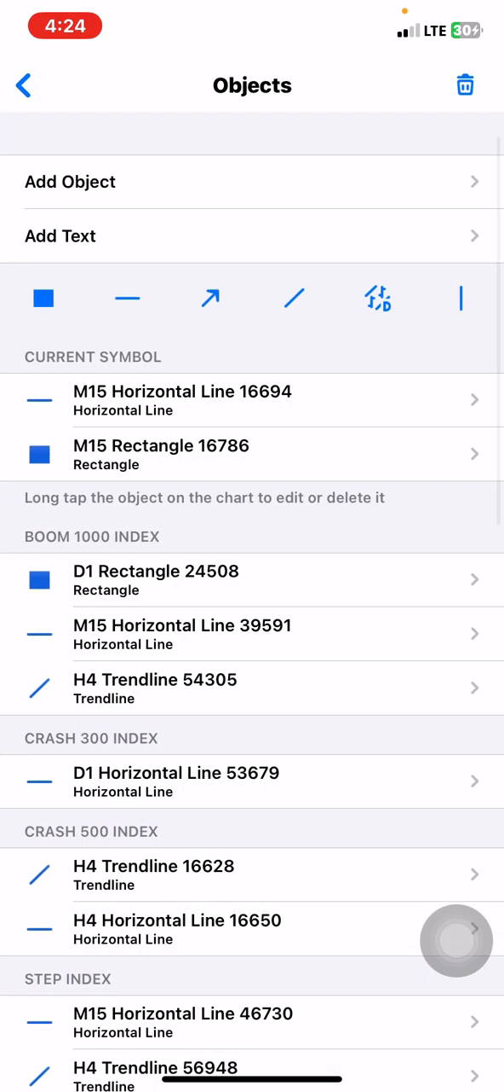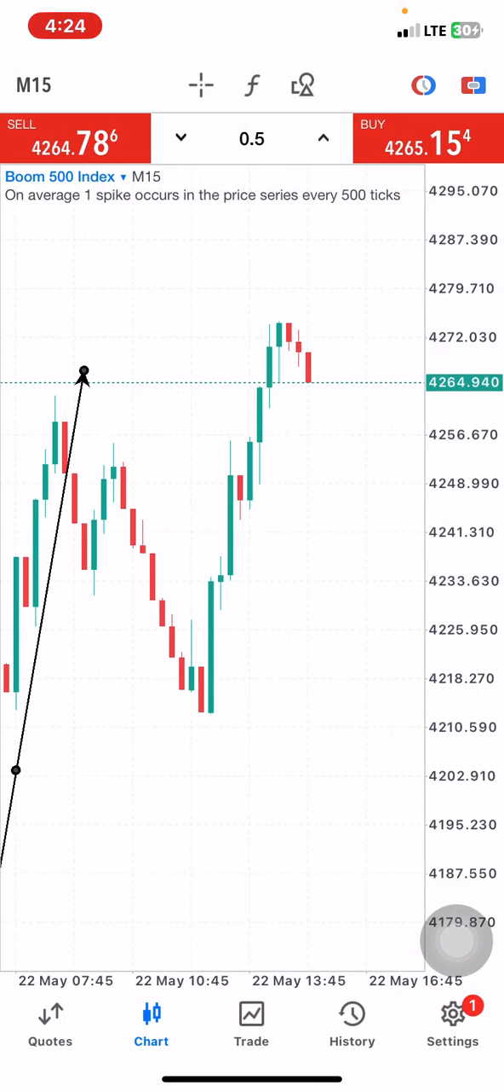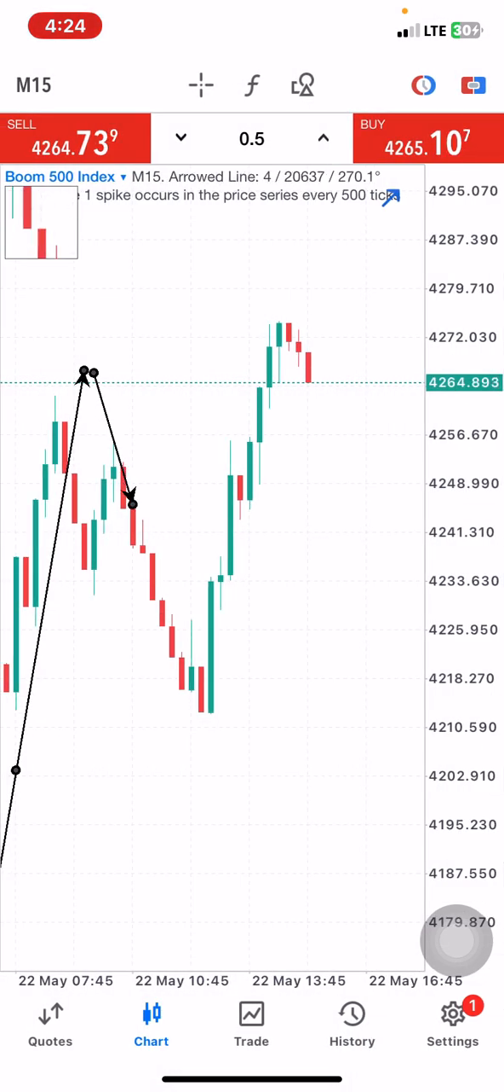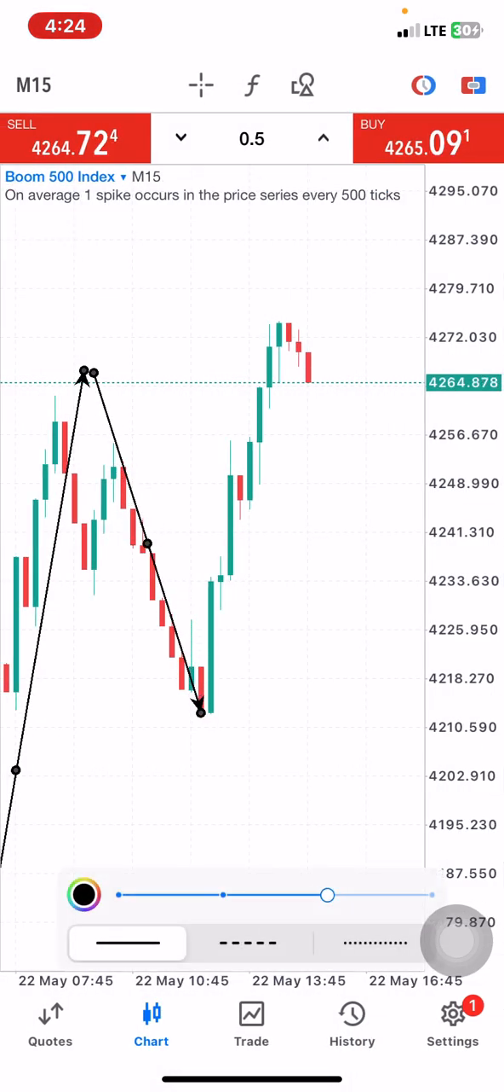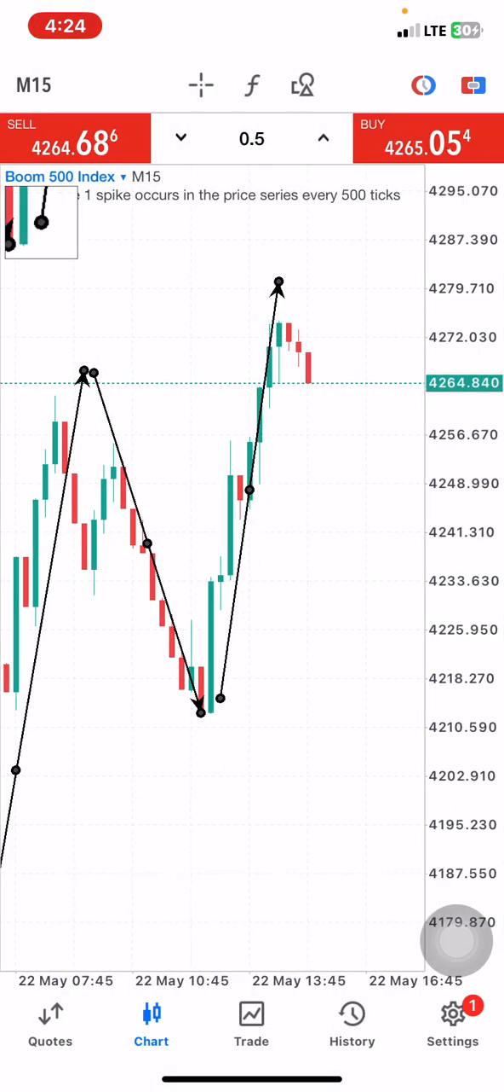You scalp, you spike up to this point, then you see it retraces back. This is what I was saying in my previous video, that whenever you see a market drop something like this, you should know that it's going to pull back. You can see it's coming down from there.